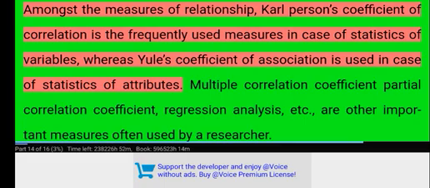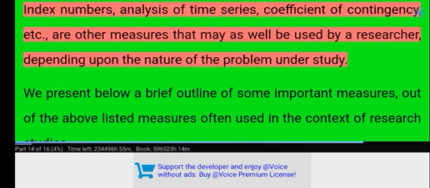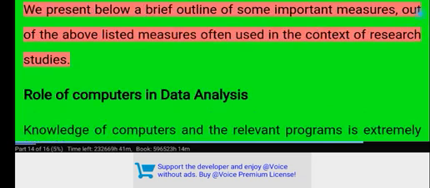Amongst the measures of relationship, Karl Pearson's coefficient of correlation is the frequently used measure in case of statistics of variables, whereas Yule's coefficient of association is used in case of statistics of attributes. Multiple correlation coefficient, partial correlation coefficient, regression analysis, etc., are other important measures often used by a researcher. Index numbers, analysis of time series, coefficient of contingency, etc., are other measures that may as well be used by a researcher, depending upon the nature of the problem under study.